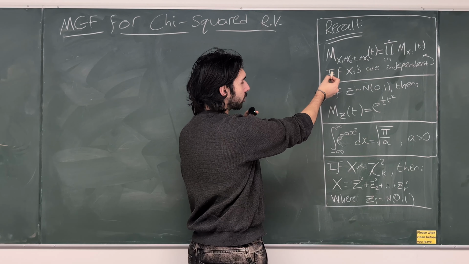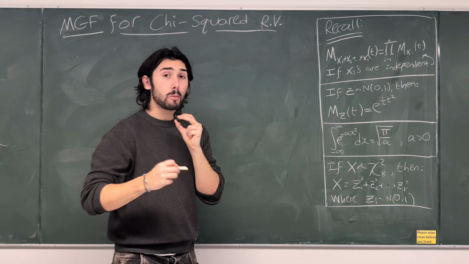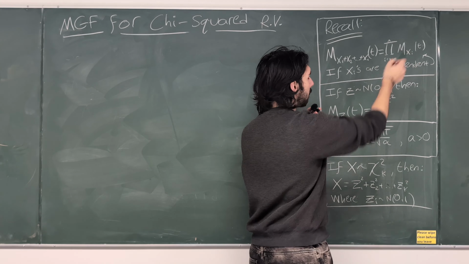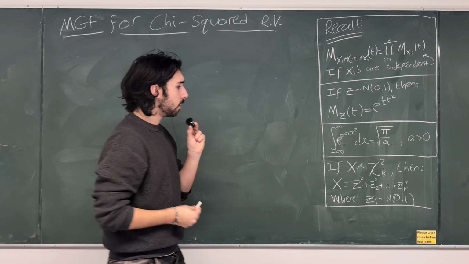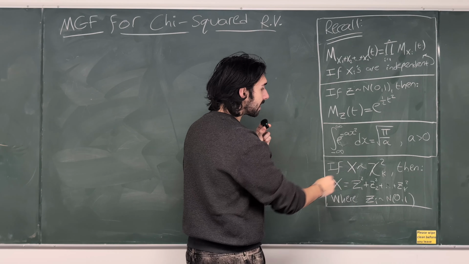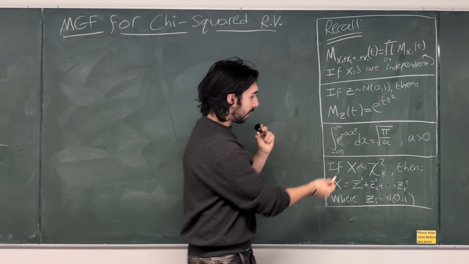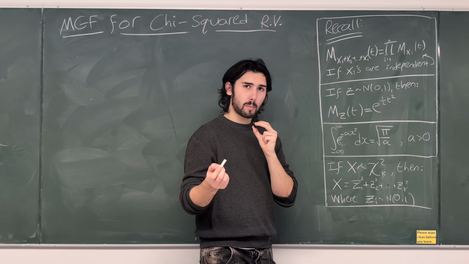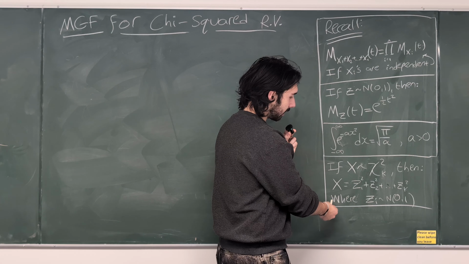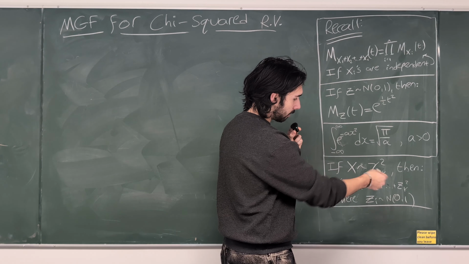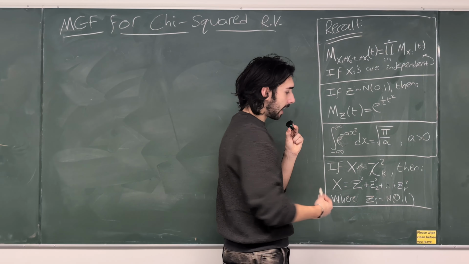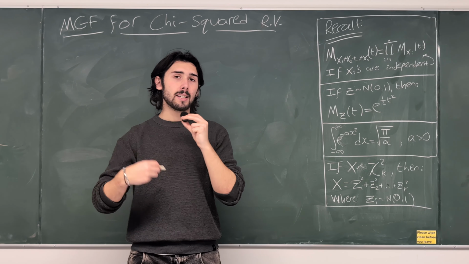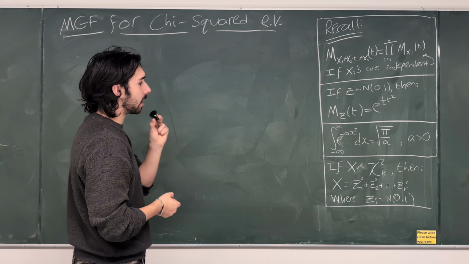So for example, this result here is really nice. The moment generating function of a sum of independent random variables is the product of their moment generating functions. Super important. Down here, we've just reminded ourselves what a chi-squared random variable even is. So if X has a chi-squared distribution with k degrees of freedom, or just a parameter of k, then X is Z1 squared plus Z2 squared up to Zk squared, where each Z has a normal distribution, and it's actually a standard normal distribution. So it's the sum of squared standard normal distributions. That's what a chi-squared distribution actually is.